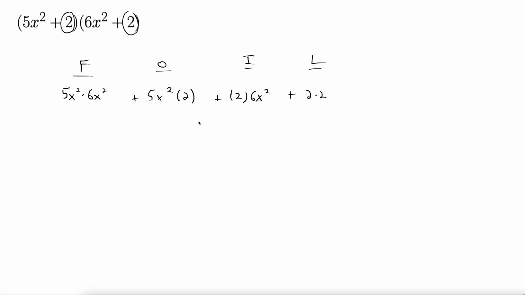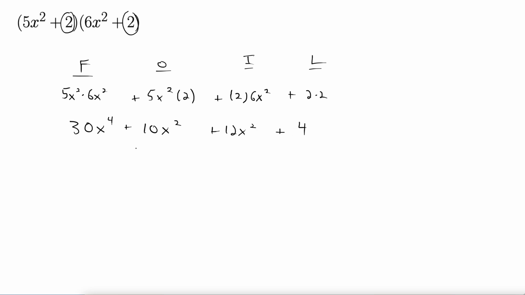Eventually this will be second nature, right? You don't have to write out this F-O-I-L business. In fact, you can even combine the outside and inside in your head oftentimes once you're really good at this. Here we have x squared times x squared, same base, so exponents add. And then we have 5 times 6, which is 30. So 30x to the 4th plus, 5 times 2 is 10, x squared. 2 times 6 is 12, plus 12x squared, plus 2 times 2 is 4.